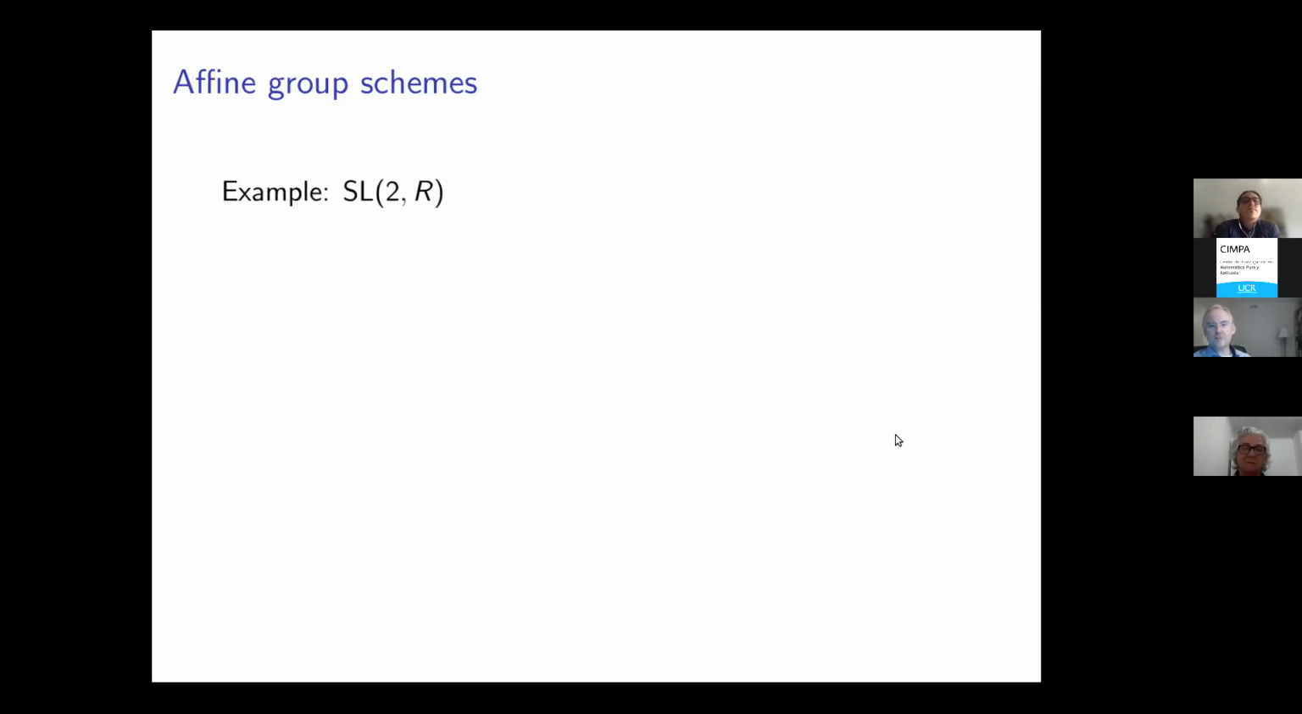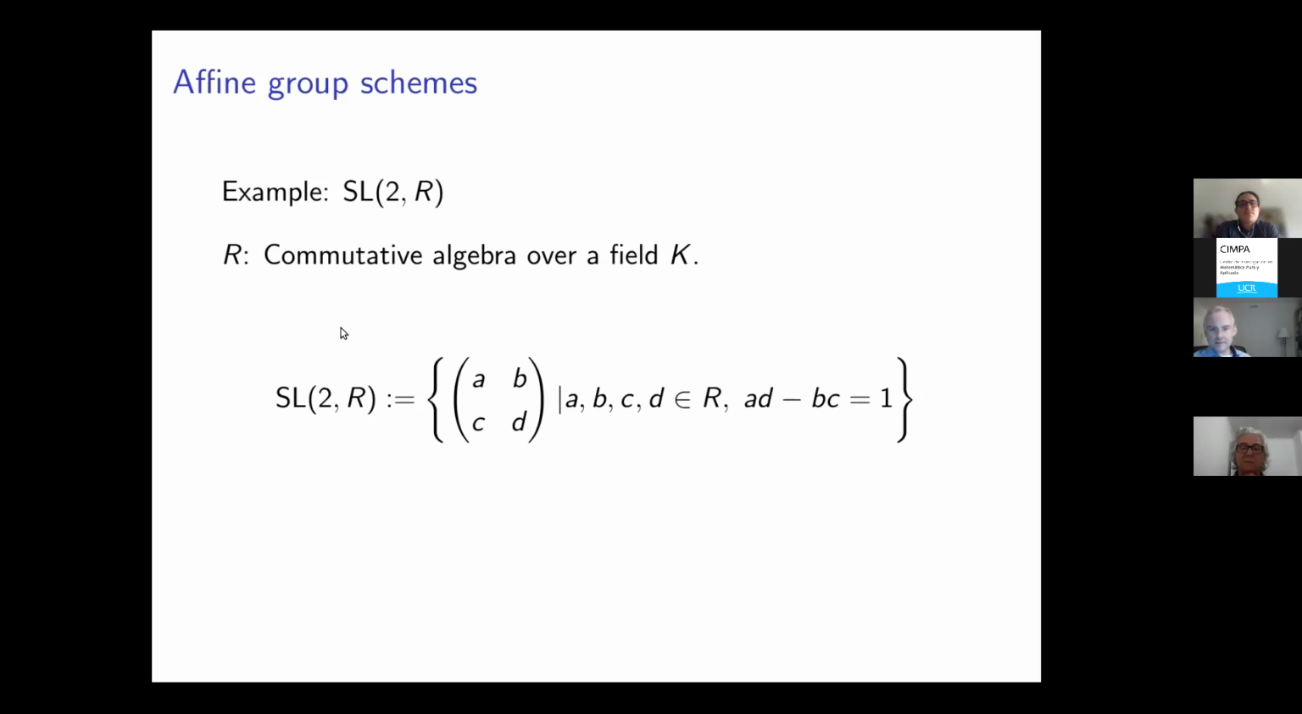So what is an affine group scheme? And I will do this by an example. So suppose that we have a commutative algebra R over a field K. And once we have this, we can form the 2 times 2 matrices with determinant 1 and entries in this algebra R. So here, in contrast to previously, the matrix does not have entries in the base field, but rather it has entries in R. The entries are a, b, c, d in R, and I require that the determinant of this whole thing is equal to 1. So this means that the matrix is automatically invertible.